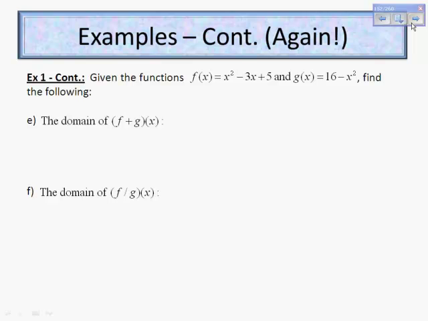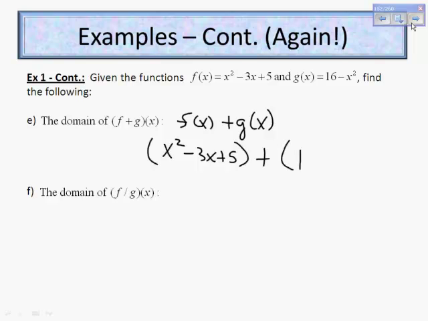All right, so first of all, f plus g of x, that's just going to be f of x plus g of x. So I've got to take those two functions and add them together. F of x we know. That's x squared minus 3x plus 5. That's f of x. Put parentheses around it for a second. Plus g of x, which we have, is 16 minus x squared.